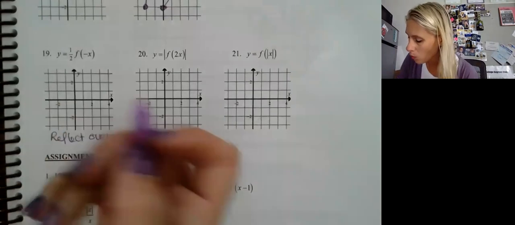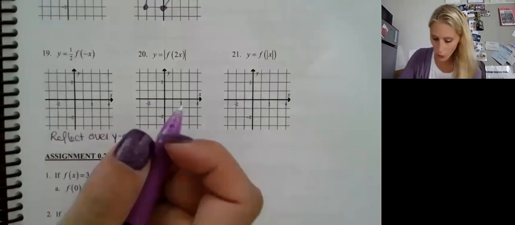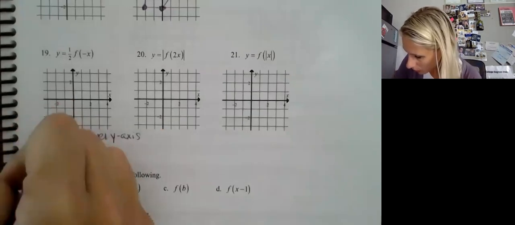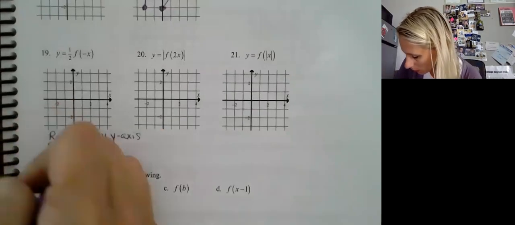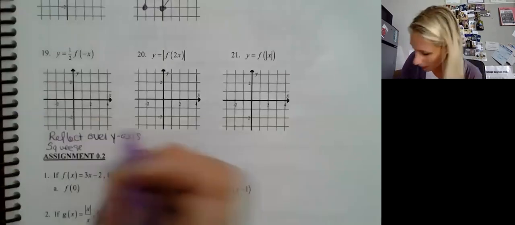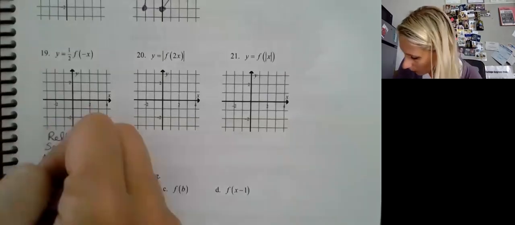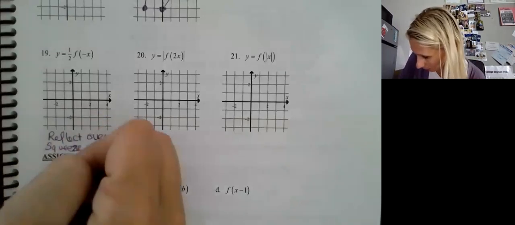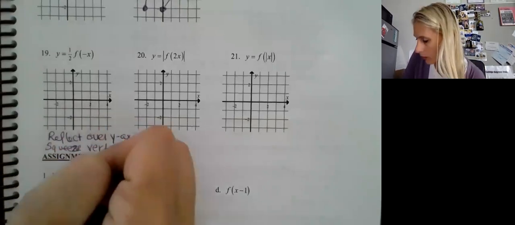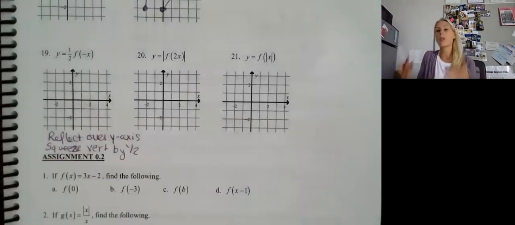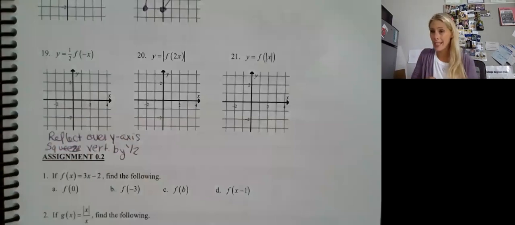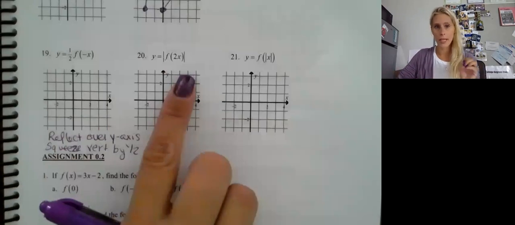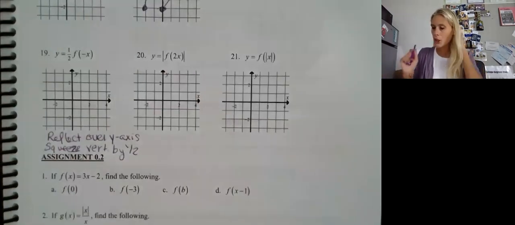And then we're going to squeeze vertically by half. Now, it is on the outside, so we do exactly what it says. It will change a little bit here, and I'll explain that in a minute. So let's do the first one.